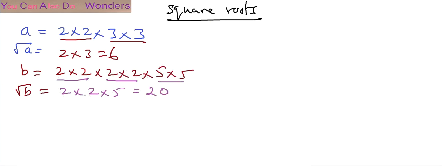Okay, so that means each prime number occurs an even number of times. See here, in the case of a, 2 occurs 2 times and 3 occurs 2 times. So both are even numbers. Here in b, 2 occurs 4 times and 5 occurs 2 times. Both the prime numbers occur an even number of times. So therefore b is a square number, and the square root of b will be a whole number.